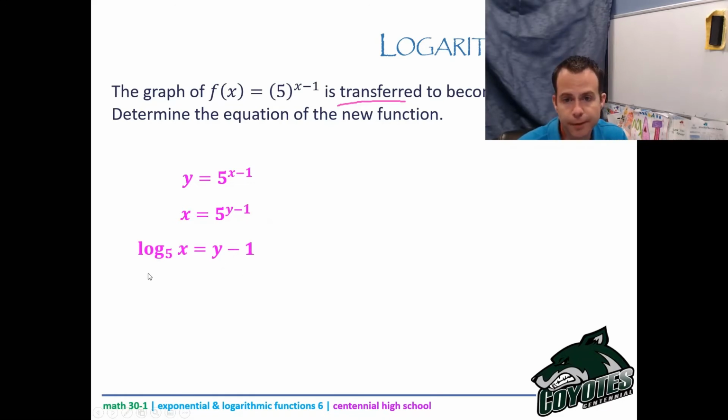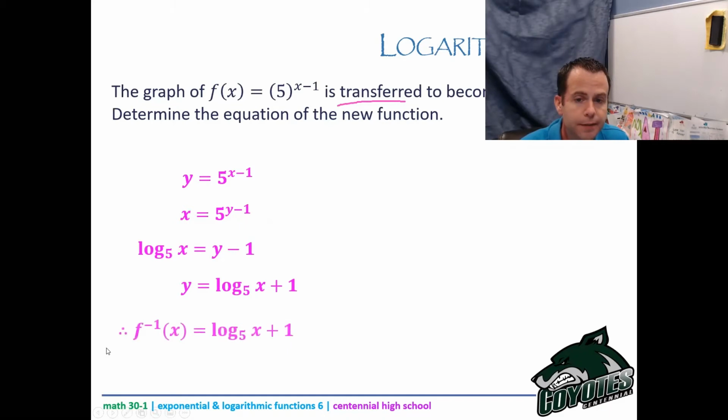Get y by itself, I just add 1 to both sides. So y will equal log base 5 of x plus 1. Now, that is a function, and because it is a function, then we would write it in function notation. So we'd say, therefore, f to the negative 1 of x equals log base 5 of x plus 1.